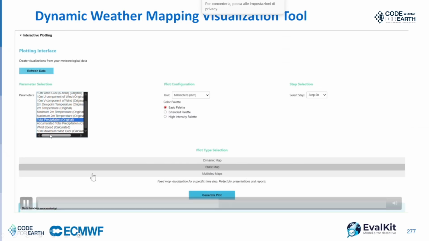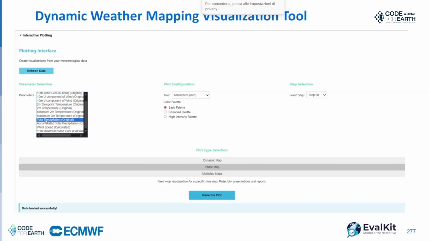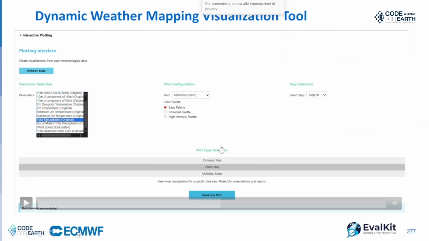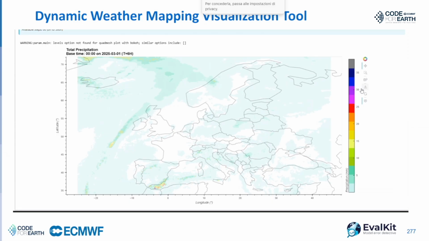So once the data is retrieved and the calculations are done, in this section all the parameters are listed, so we can choose which one we want to plot. And for plotting, we have three types of visualizations. First, the dynamic map, in which the user can zoom, pan, hover, and explore the variation of the variable.